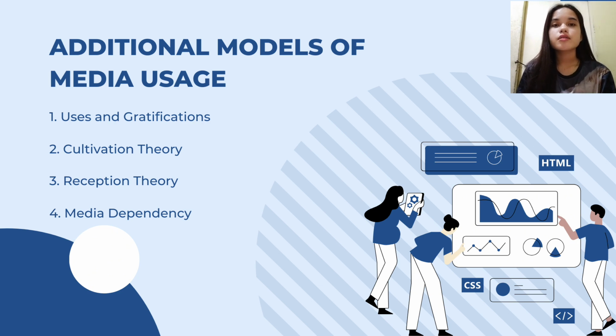The second one is the cultivation theory. Prolonged exposure to certain media content can influence individuals' perceptions, beliefs, and attitudes towards societal issues. For instance, long-term exposure to crime-related media content influences viewers' perceptions of safety and crime rates in society, impacting their beliefs and behaviors. The third one is the reception theory.